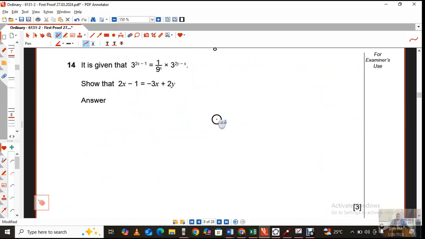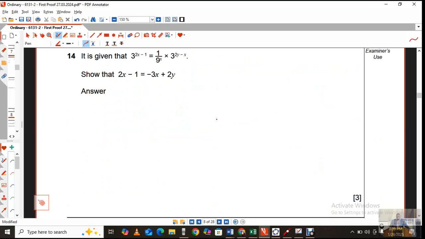Right. Question 14. It is given that that whole horrible expression is equal to the other horrible expression, and you're supposed to show this. So it's a show question. In a show question, you get the final mark, which is an E mark, but you need to establish this. There are a lot of methods involved that you have to show, and your knowledge of dealing with indices, trying to make the bases the same, and then equating the indices, the exponents, is what is required here.